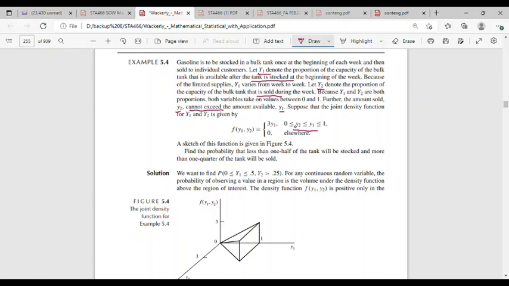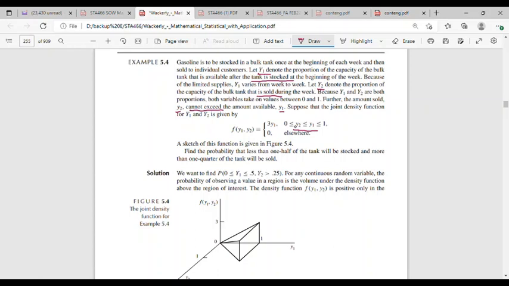It is less than or equal to 1. So must know y1 ni from 0 to 1 lah. y2 pun also 0 to 1, tapi restricted dia tak boleh lebih daripada y1. Okay. This is the function 3y1.